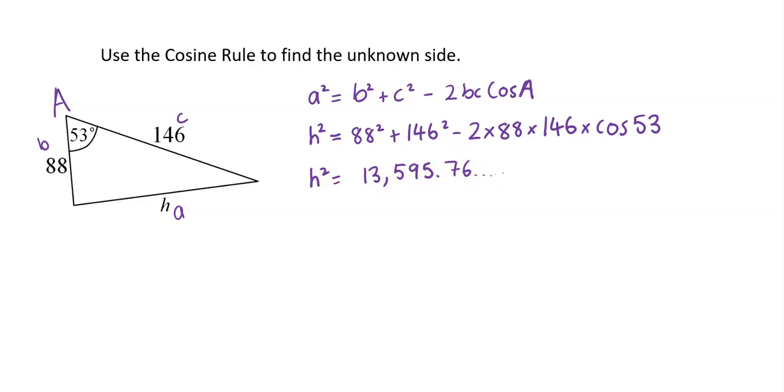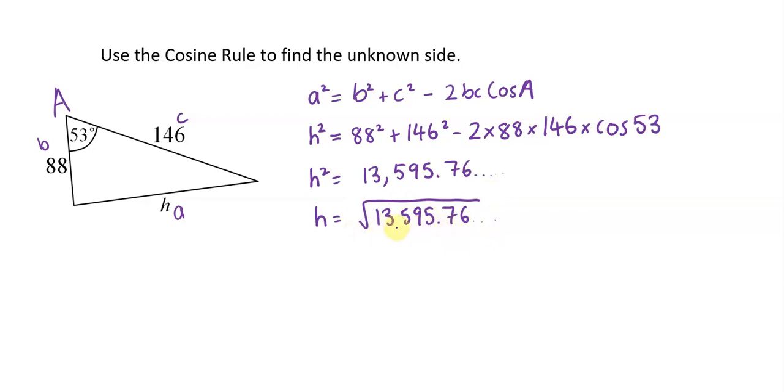We don't need to write them down, but it is important that you keep them in your calculator because we don't have our final answer yet. We have h squared, and a lot of people make the mistake of stopping here, but we need to know what h is. So to find h, we need to take the square root of that 13,595.76 and so on. Because we kept that number in our calculator, you can get a more accurate answer for the square root of that number.